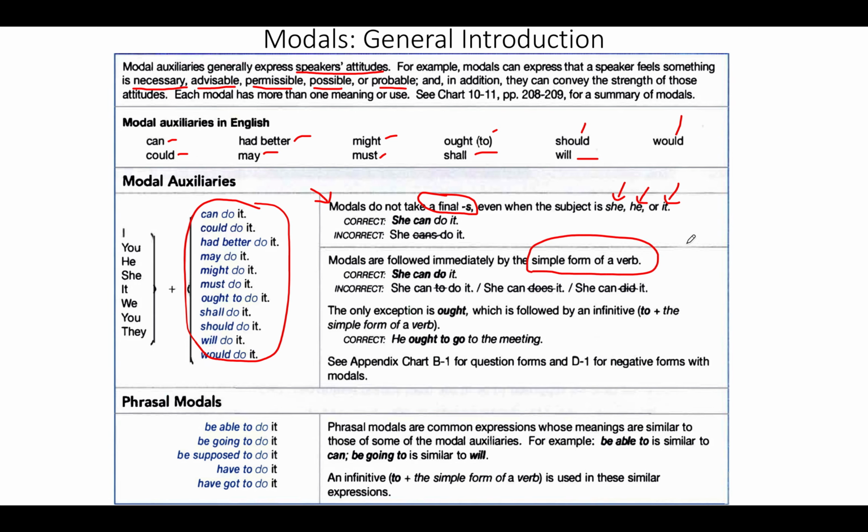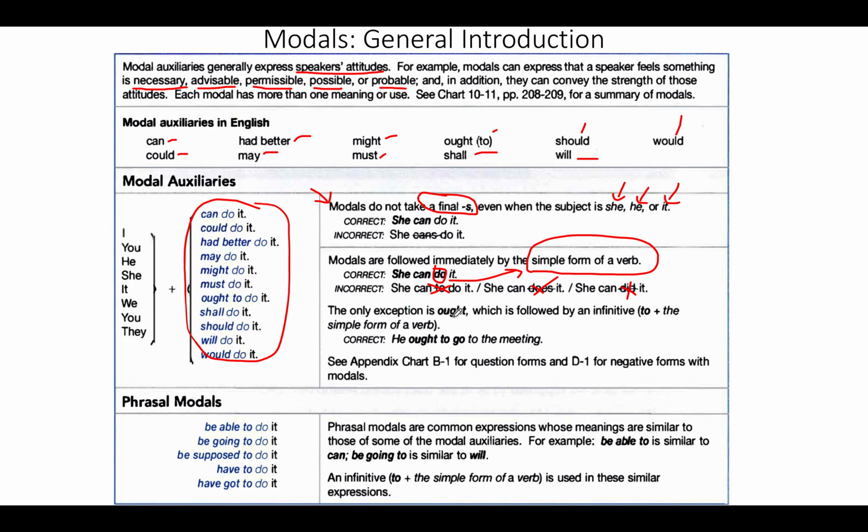What do we mean by the simple form of the verb? We mean the infinitive without to. She can do it. Here we have do, the infinitive without to. That's why it is called the simple form of the verb. But if you say, for example, she can to do it, that's not correct. She can does it, that's not correct. If you say she can did it, and start conjugating the verb, no, you don't have to conjugate the verb because it's an infinitive without to.